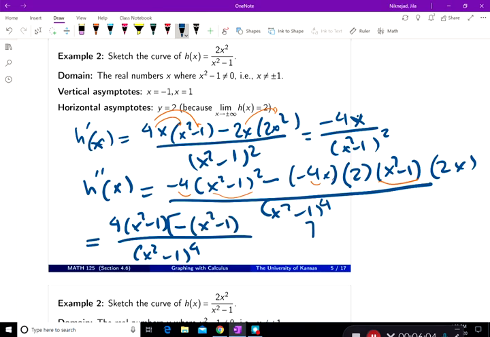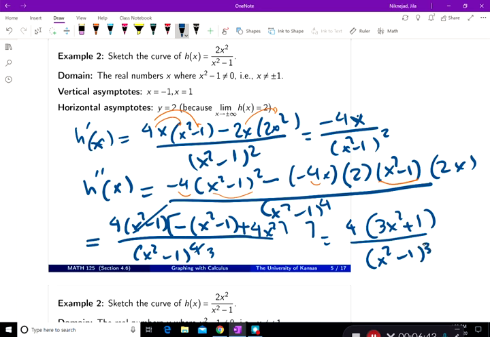In the second one, what is left is basically 4 times x squared plus 4 times x squared. Now this one simplifies with that. This becomes 3, so I will have 4 and simplify this, and you get 3x squared plus 1 divided by x squared minus 1 to power 3. Oh, and notice that there are no zeros for h double prime. Therefore, the sign of h double prime only depends on the denominator.